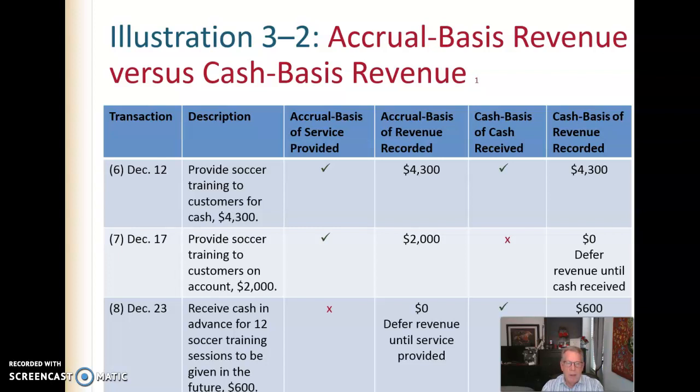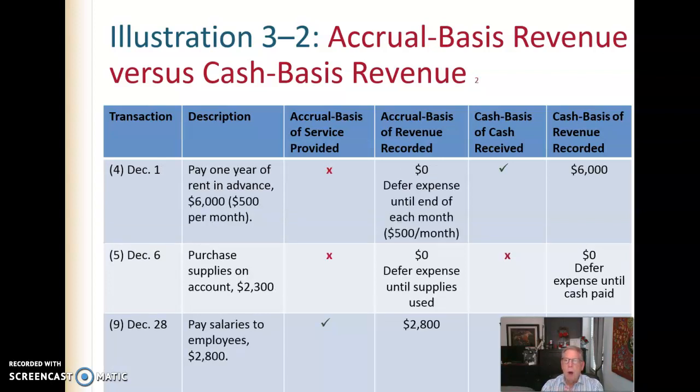All right. And then on December 23rd, we received some cash in advance for soccer training sessions to be given in the future for $600. We're going to record that as a liability under accrual basis accounting, you'll remember. So we would debit our cash and credit unearned or deferred service revenue here, not an income statement account. But under cash basis accounting, we got the cash, so we're going to record that as revenue.